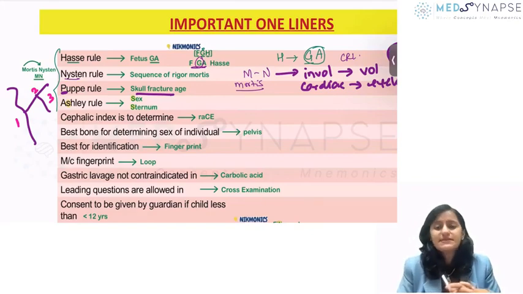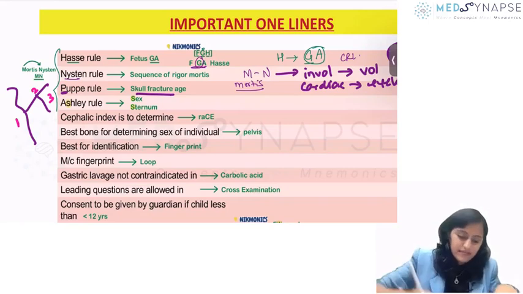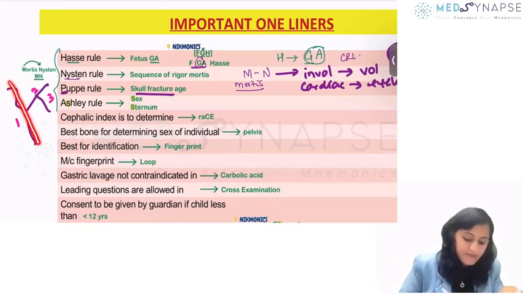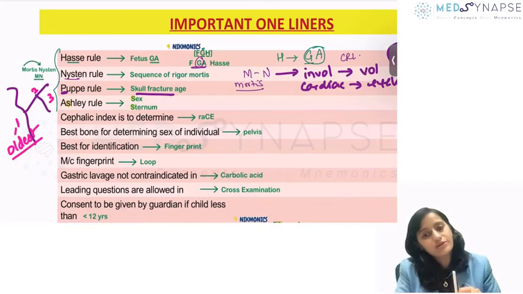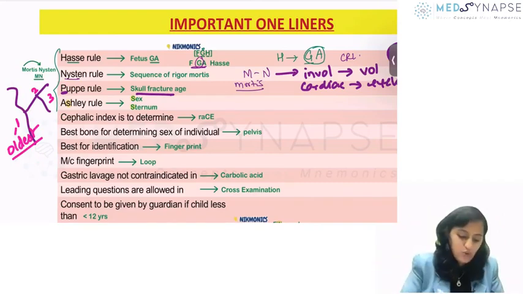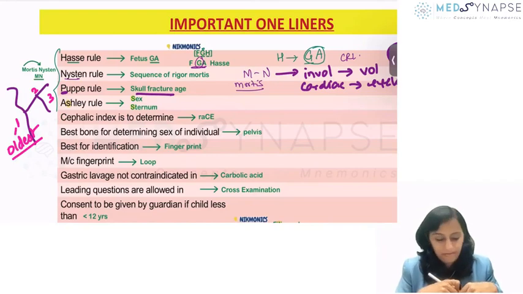Which is the oldest? The one which has crossed everybody. So this has crossed beyond this point. This fracture point, it has gone beyond that. This is the oldest fracture. The one which has crossed is the oldest fracture. That is Pappe's rule.